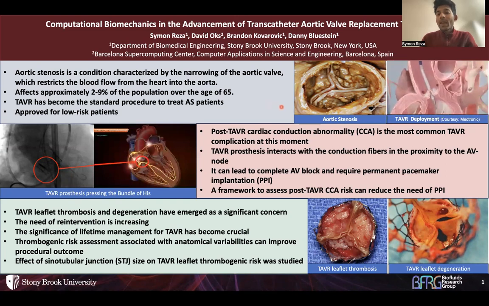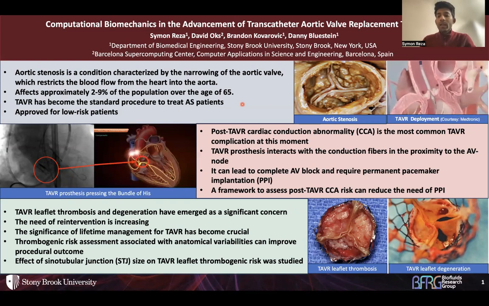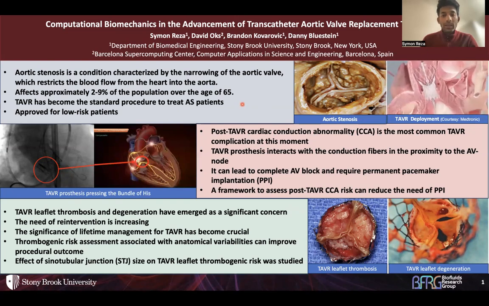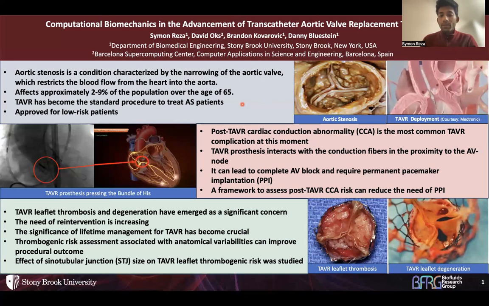As you can see from this animation on the right, the TAVR device is placed on top of the native calcified leaflet through a small incision through either the femoral artery or the thoracic artery, right? So over the last decade, TAVR has performed really well. That is why it has been approved for low-risk patients recently. However, there are some post-procedural complications associated with it.